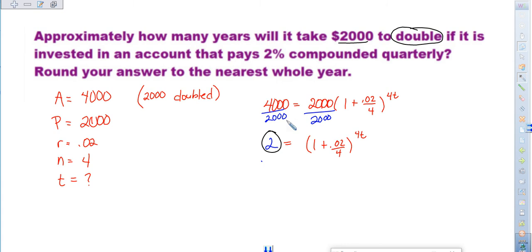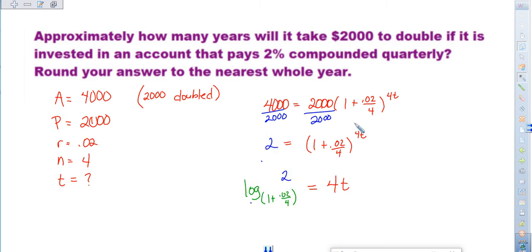But if you don't think you'll remember that, it's okay. It'll always work out in the end if you do it the extended way. Okay? So we divide the 2,000 to get our exponential by itself, but now we notice that we have a letter in the exponent. And how do you get letters out of the exponent?